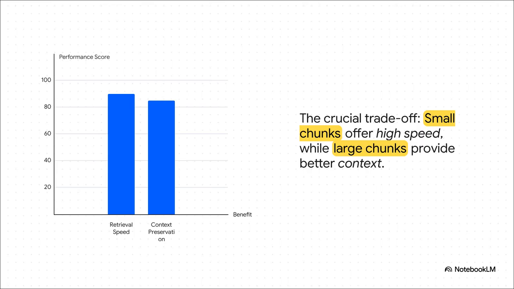Well, it almost always boils down to this one fundamental trade-off right here. You've got this constant battle between speed and context. Small chunks are super fast for your system to search through, but they might not have enough information to make sense. Large chunks are great for keeping context, but they can be slow and might even be too much for your model to handle. The real art is finding that perfect sweet spot right in the middle.